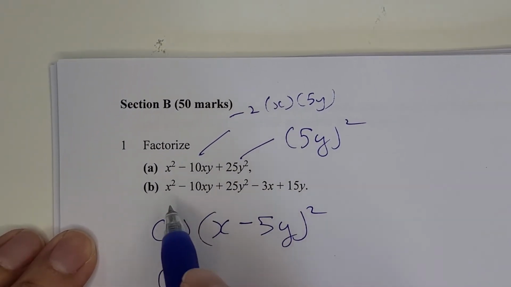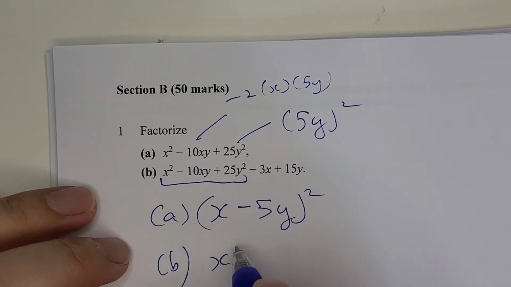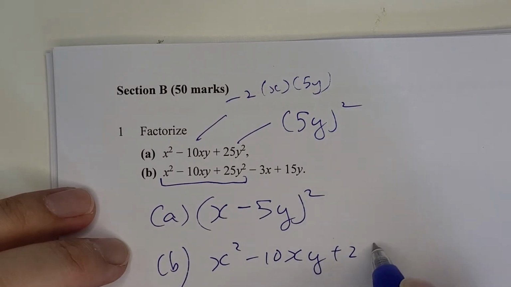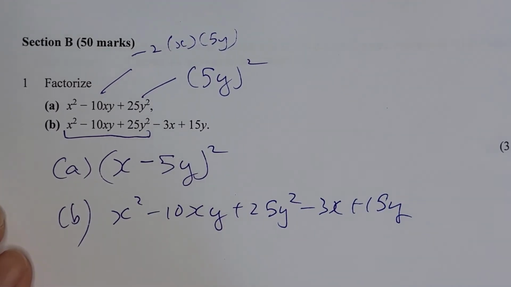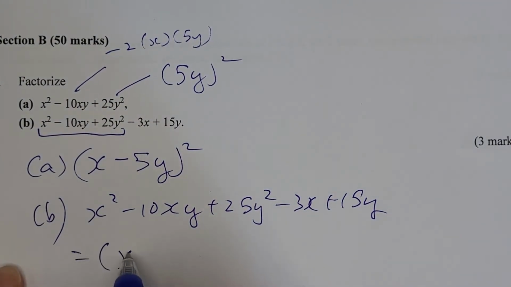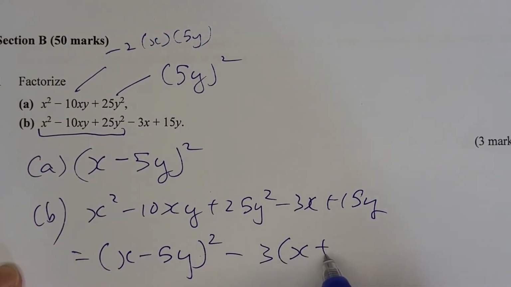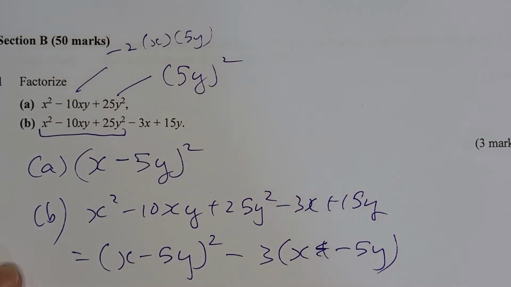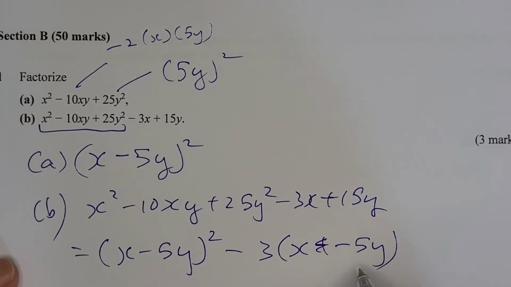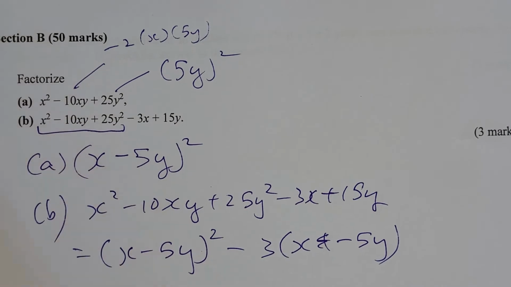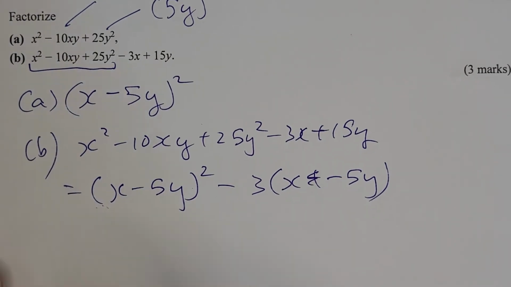So part B, you look at these three terms, it's just the same as A. So the original expression in part B can be simplified as x minus 5y all squared, and then minus 3 times negative 5y here. Because originally there's positive 15, you take out negative 3, so it's left with negative 5y inside. Some of you may not know what that means. Okay, if you really need one more step, I can write it for you.